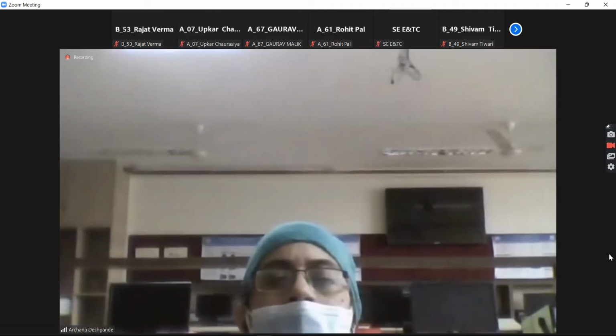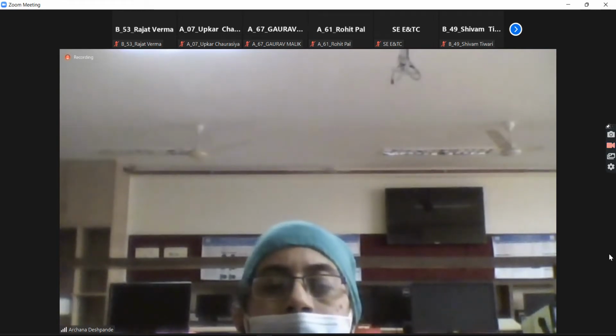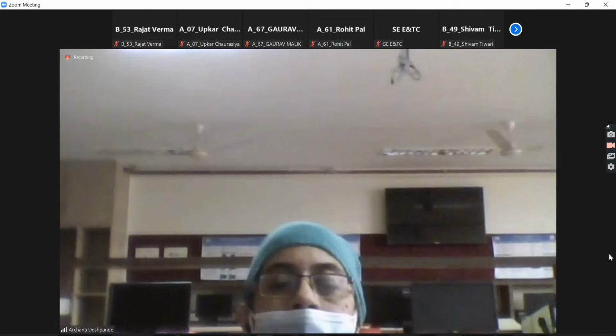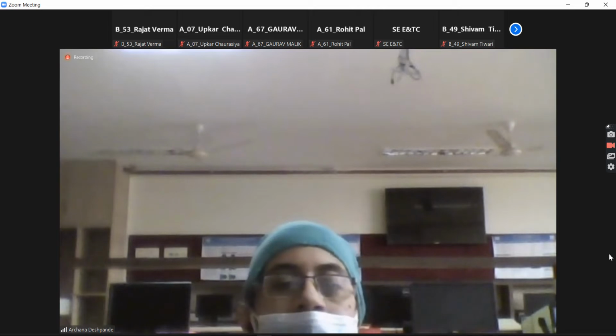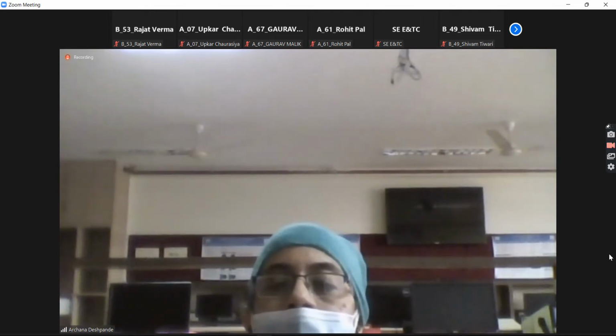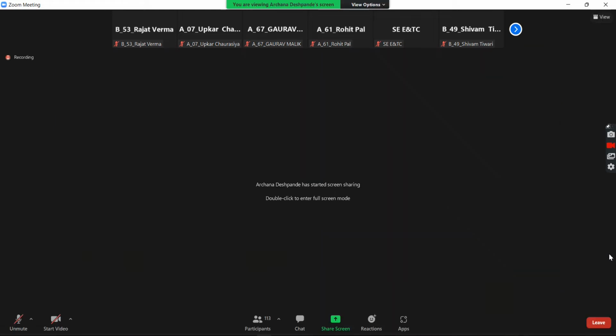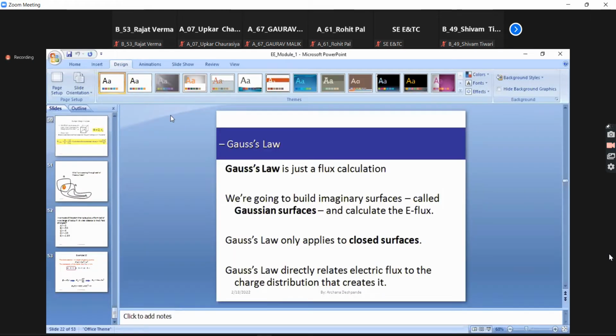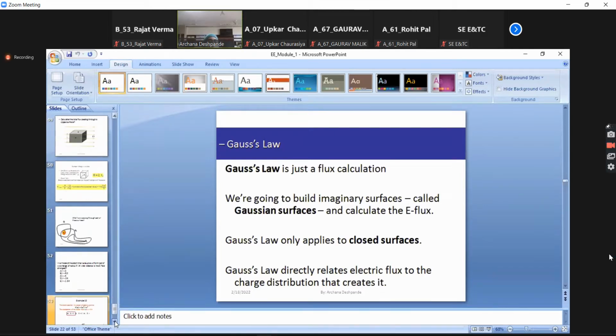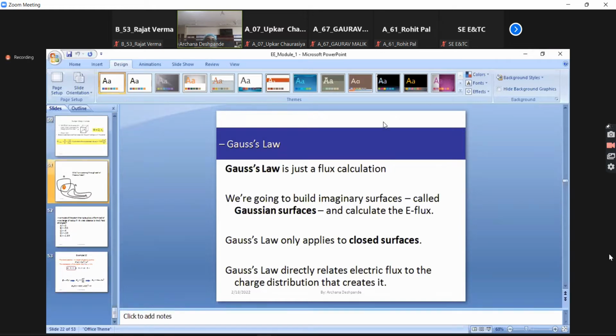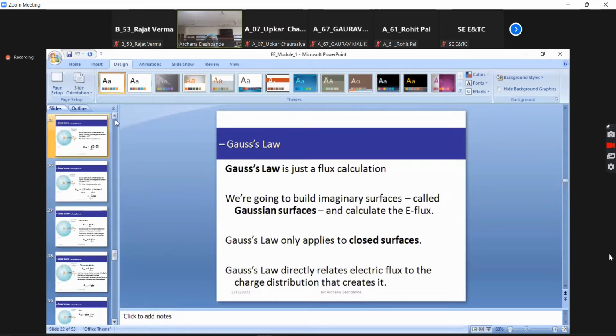So now we will go to the next concept. The next concept is the point form of Gauss law. Point form of Gauss law.